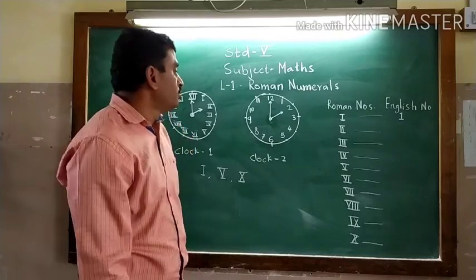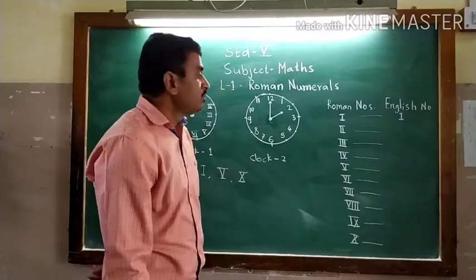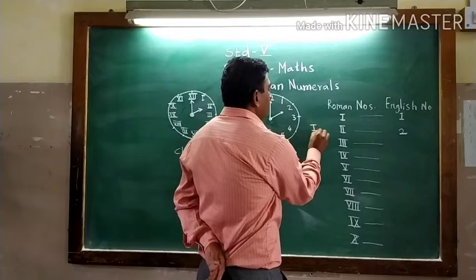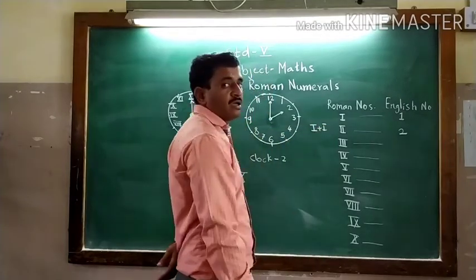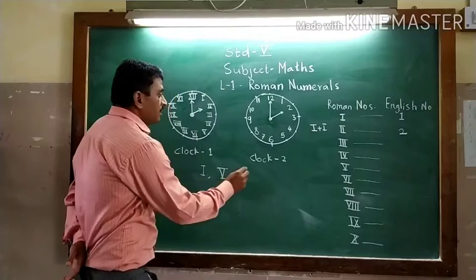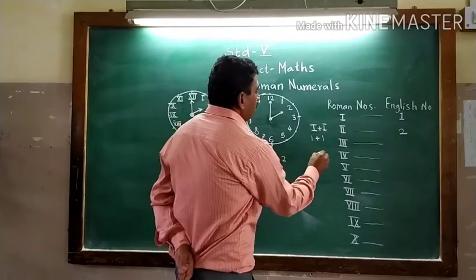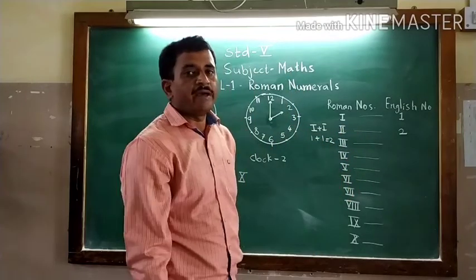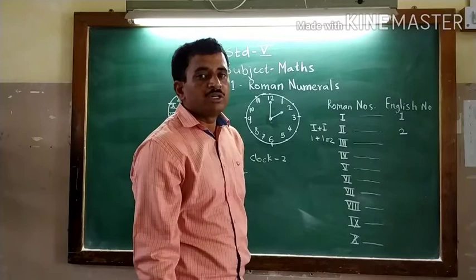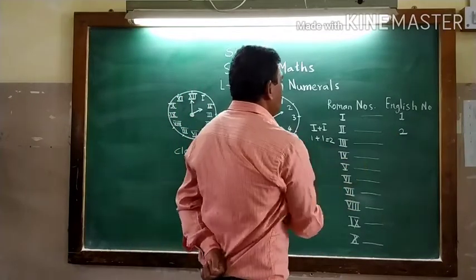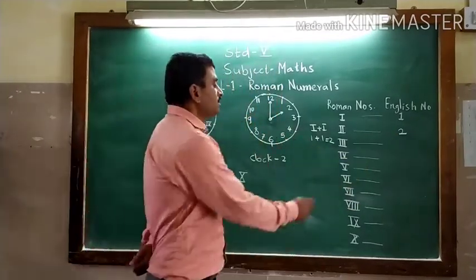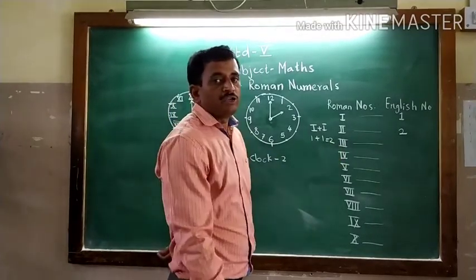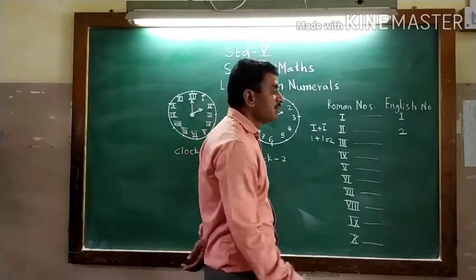Now, 2 is represented by 2 capital I's. Means 1 capital I plus 1 capital I. Value of I is 1 plus 1, it becomes 2. So when we use 2 capital I's, its value becomes 2. Now we move forward on 3. Here 3 capital I get used, so value becomes 3.